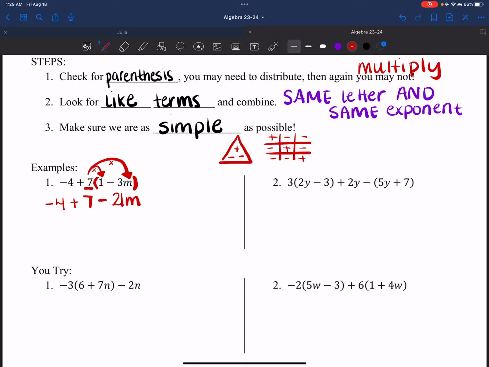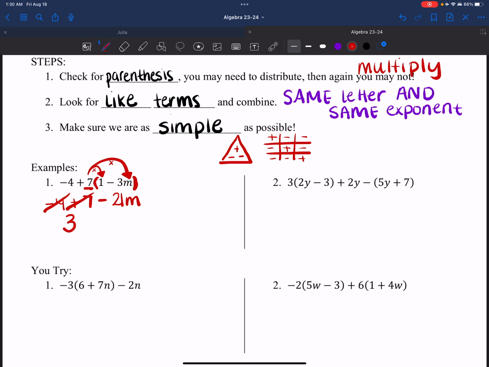Step number 2, look for like terms and combine. Well, let's see if we have any like terms. Remember, left to right. I've got negative 4 plus 7. Okay, well, I can combine those. They're both constants. Well, negative 4 plus 7 is going to give me a positive 3. Remember, you owe your friend $4. You pay them 7. That means they're going to have $3. So, $3. Then, let's cross those out because we've used them. All I have left is minus 21m.